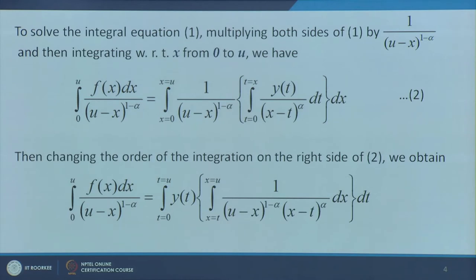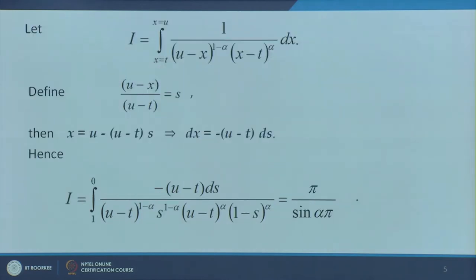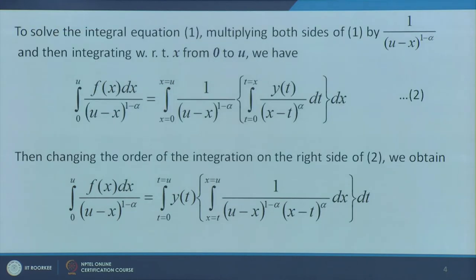Now, what we do is let us define I equal to the integral from x equal to t to x equal to u of 1 over (u minus x) to the power 1 minus alpha times (x minus t) raised to the power alpha dx. This integral we define as I. So, we will be evaluating the integral inside this curly bracket. We are denoting it by I.